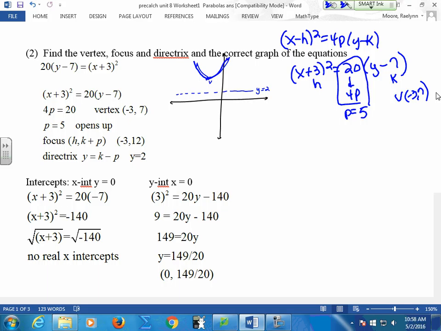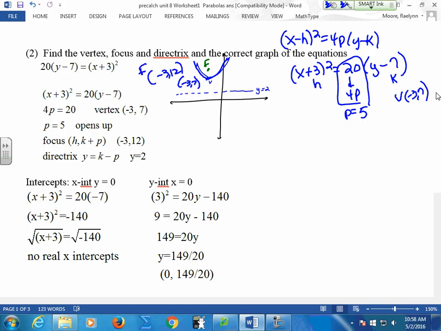I know my focus comes inside, P units away, my directrix outside P units away. Sometimes it's helpful to write your vertex right here so you can see it. Because we sketch, I can't remember sometimes how far up that Y I went. I'm at 5. Sometimes I need to see it there. So now, 5 units up and down. Which one's changing, the X or the Y? The Y. So I'm going to keep my negative 3, and I'm going to add 5 to my 7. There's my focus.